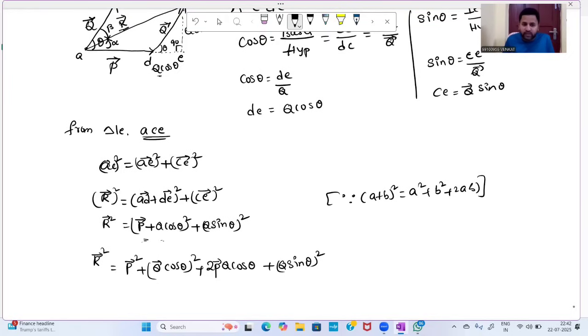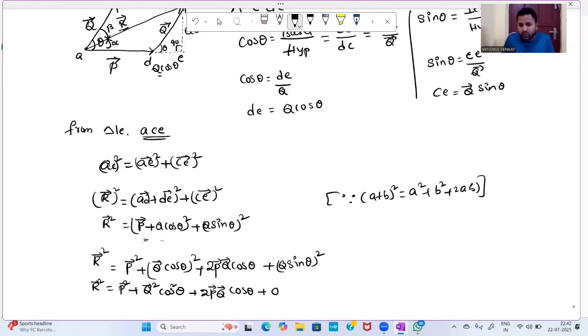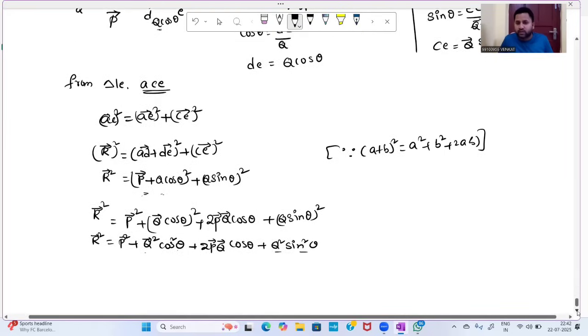So from this equation, we can add one more step. R square equal to p square plus q square cos square theta plus 2pq cos theta plus q square sin square theta. Now here you can see q square cos square theta and q square sin square theta, so q square is common.